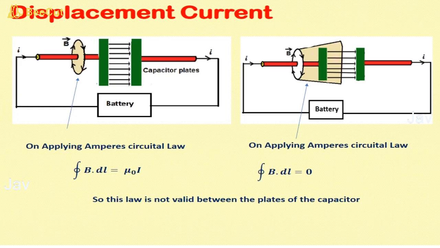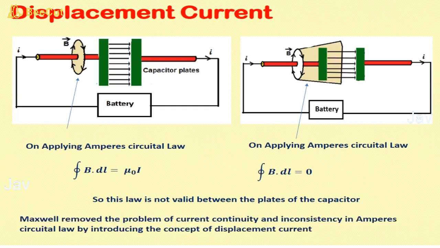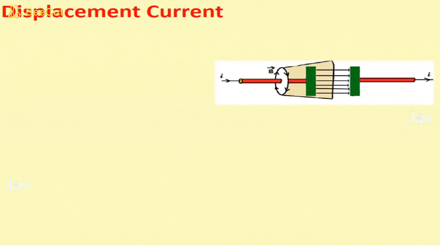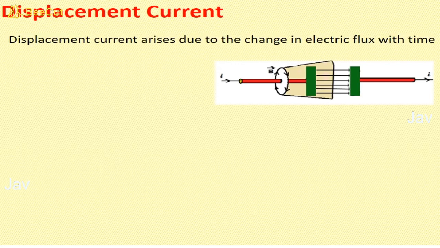Maxwell removed the problem of current continuity and inconsistency in Ampere's circuital law by introducing the concept of displacement current. There is a current flow between the plates of the capacitor. This current is termed the displacement current, which arises due to the change in electric flux with time. Now we can derive the expression for the displacement current.